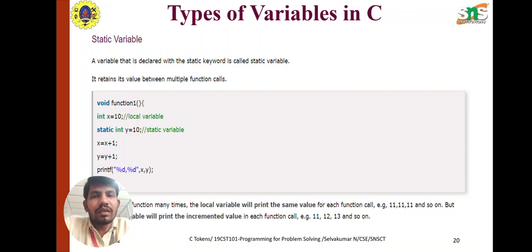A static variable is a variable that is declared with the static keyword. It retains its value between multiple function calls. For example, void function: int x equal to 10 is a local variable, static int y equal to 10 is a static variable. x equal to x plus 1, y equal to y plus 1, and printf of %d, x, y. If you call the function many times, the local variable will print the same value for each function call, for example 11, 11 and so on, but the static variable will print the incremented value in each function call, for example 11, 12, 13 and so on.